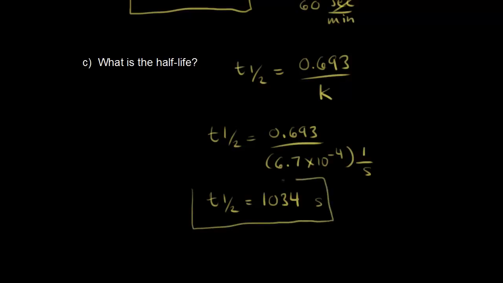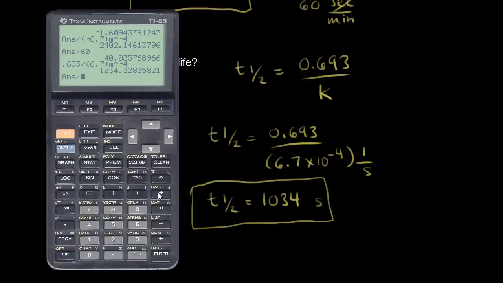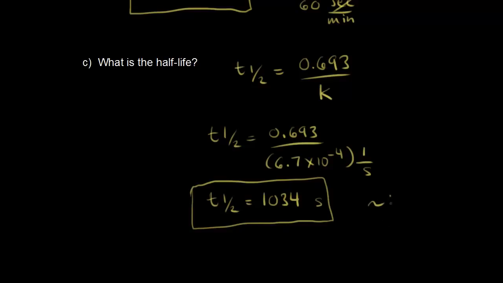Right, this would be 1 over seconds or seconds. So 1,034 seconds. If you wanted to convert that into minutes, right, we could just divide that by 60 seconds, and that gives us, we'll just say approximately 17 minutes. Right, so we'll round that to approximately 17 minutes is the half-life.